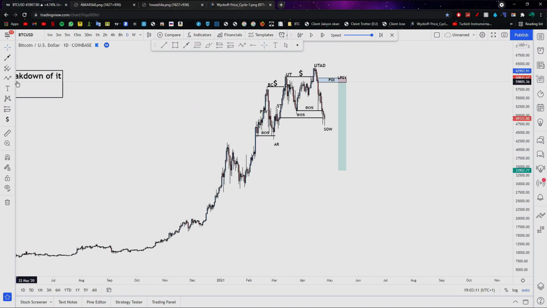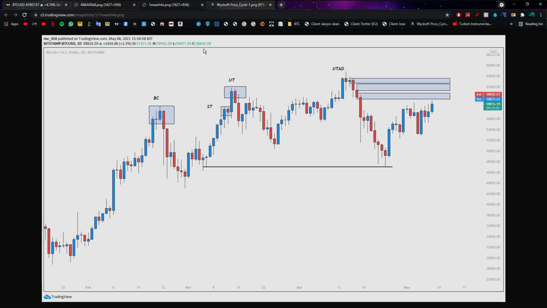If I show you guys the screenshots that I had taken before the crash happened, you can see that none of this crash had happened. This was on May the 8th of this year, 2021. And on the daily time frame, I had begun to see the Wyckoff distribution playing out, right?